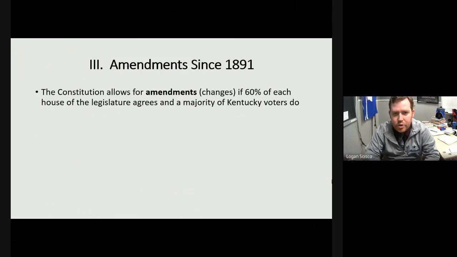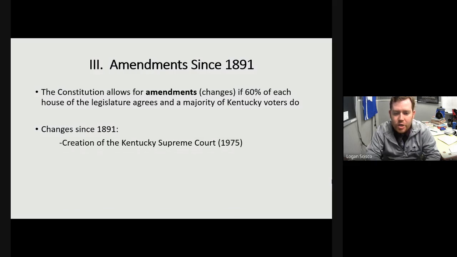And if a majority of Kentuckians vote yes on the amendment, it is made part of the state constitution, so long as that amendment doesn't violate the existing principles of the Constitution. So Kentucky's interesting in this way because we allow the people to have a direct vote on whether amendments go into the state constitution or not. And since 1891, Kentuckians have made a variety of changes and approved of changes to the document.